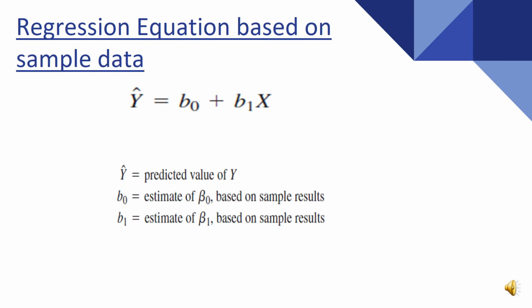The true values for the intercept and slope are not known, and therefore, they are estimated using sample data. The regression equation based on sample data is given as ŷ = b0 + b1 times x, where ŷ is a predicted value of y, b0 is the estimate of β0 based on sample results, and b1 is the estimate of β1 based on sample results. So basically, it's the same as the simple linear regression model, except that this is based on samples and the random error has not been added.